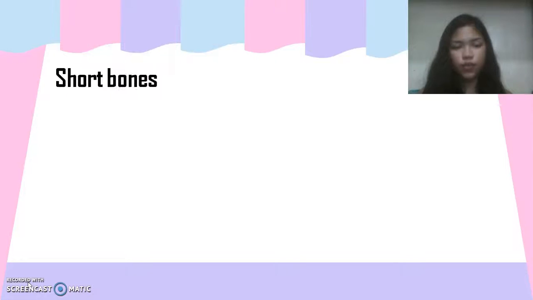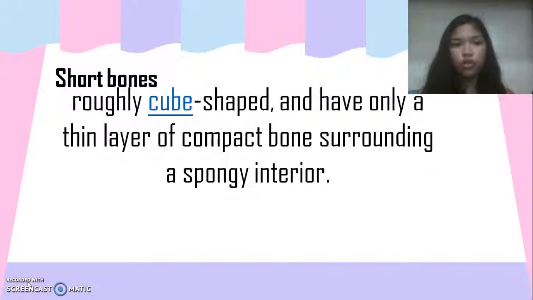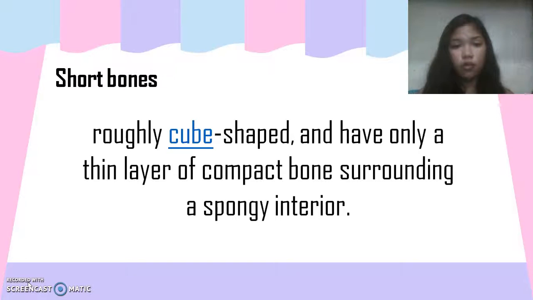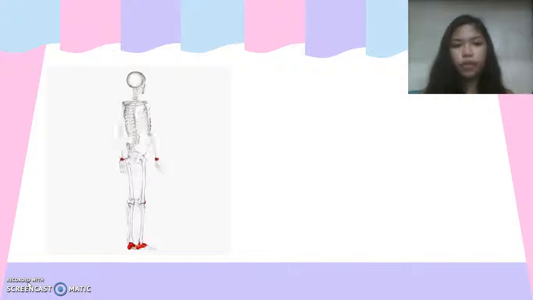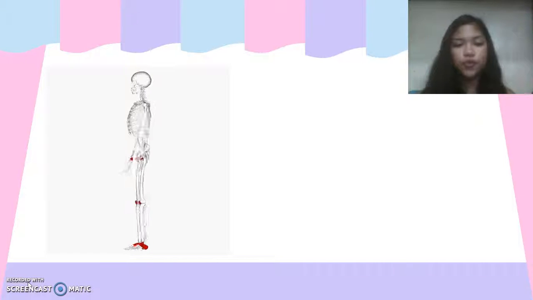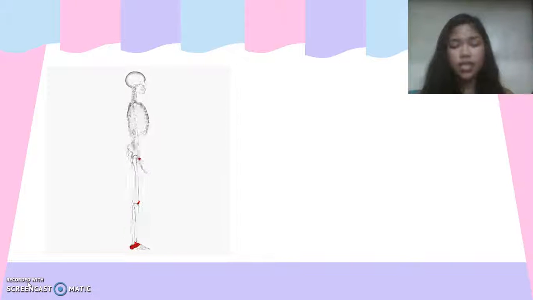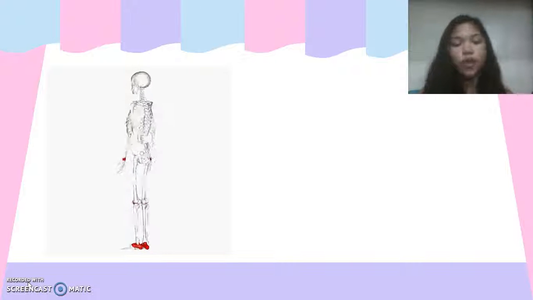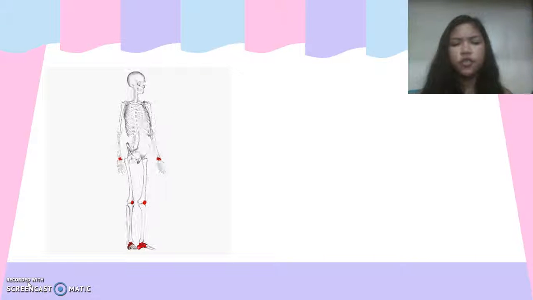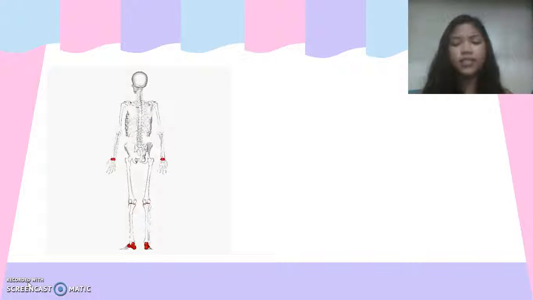Short bones. What are short bones? Short bones are roughly cube-shaped and have a thin layer of compact bone surrounding a spongy interior. The bones of the wrist and ankle are short bones. Their primary function is to provide support and stability with little to no movement.